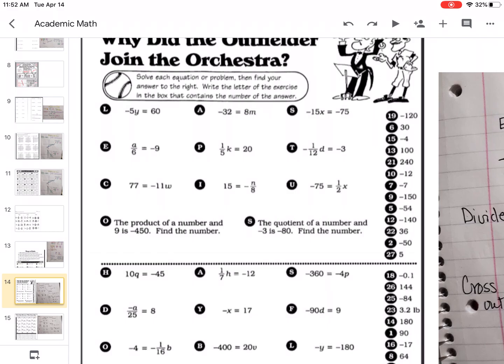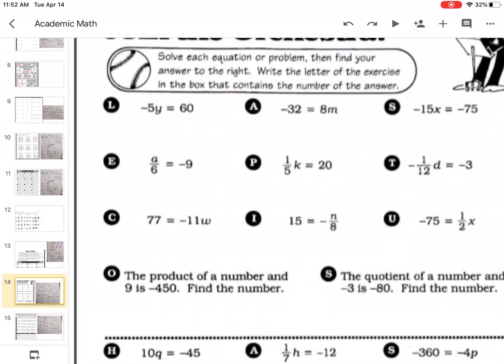On this one, what would you divide by? -5y equals 60. So you would divide both sides by -5. Cross out your -5's. Now you have y equals 60 over -5. 60 divided by -5 equals 12, or -12 I should say, because the signs are different.